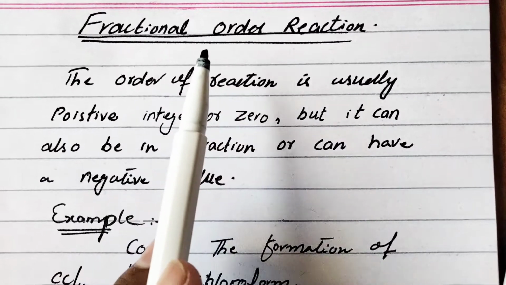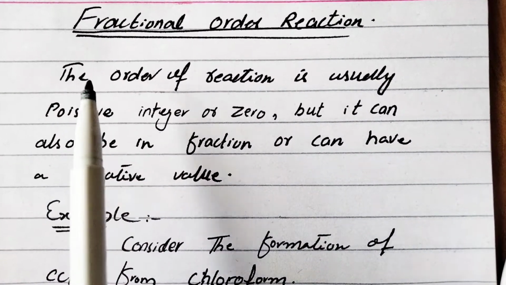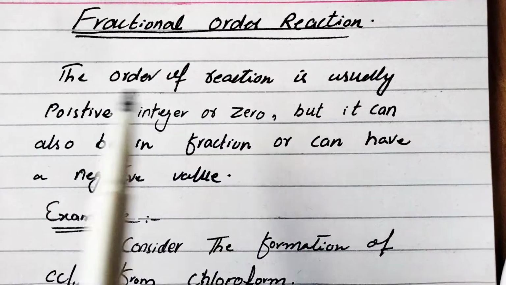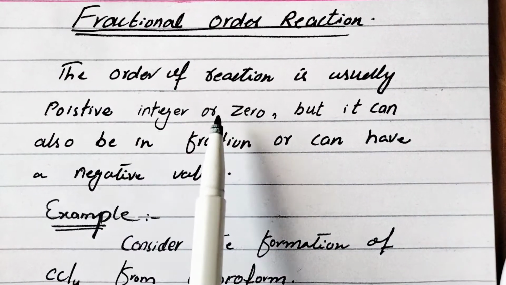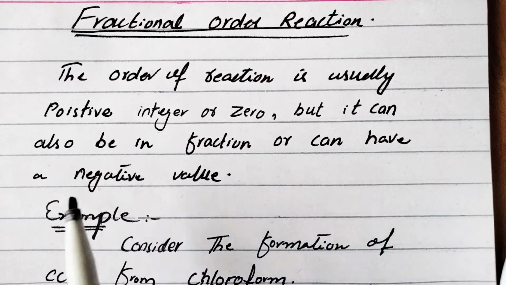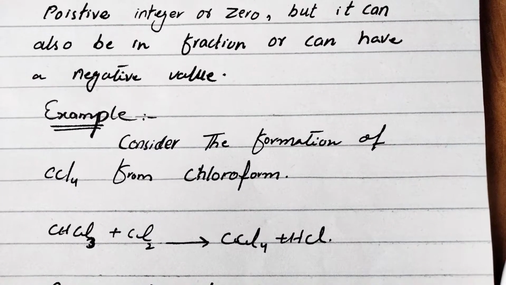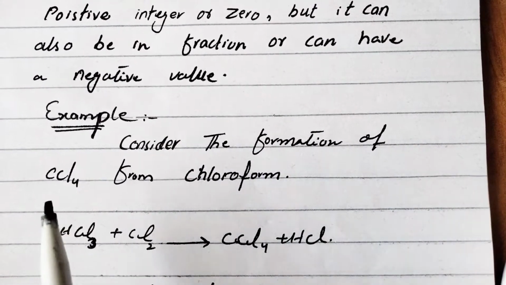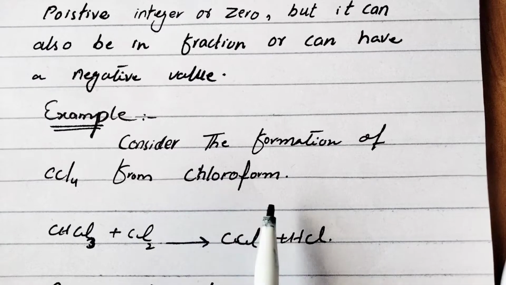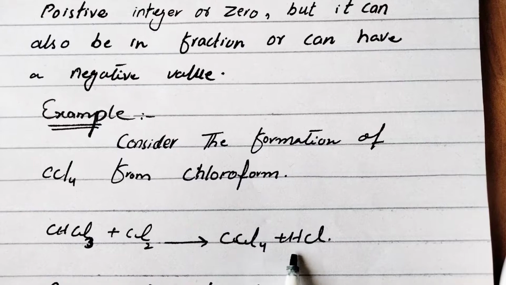Next one is the fractional order reaction. Order may be in fraction. The order of reaction is usually a positive integer or 0, but it can also be a fraction or can have a negative value. Example of the fractional order of reaction: consider the formation of carbon tetrachloride from chloroform, CHCl3 plus Cl2 into CCl4 plus HCl.